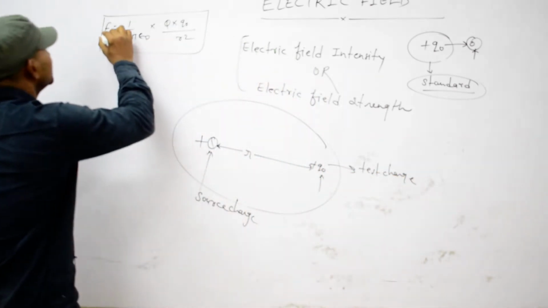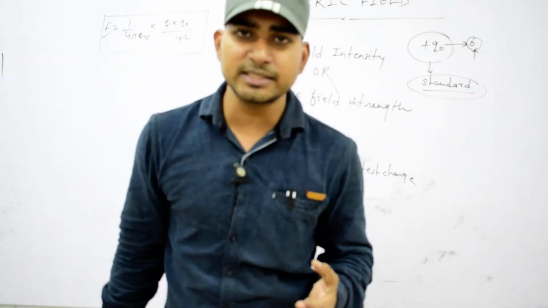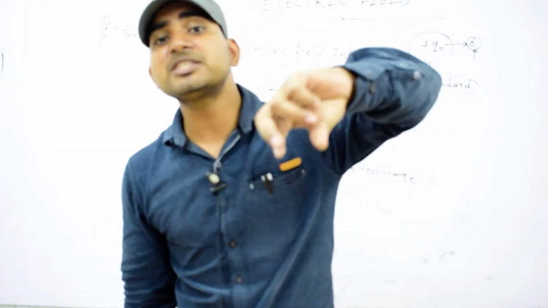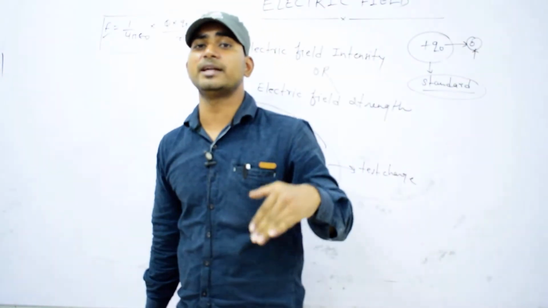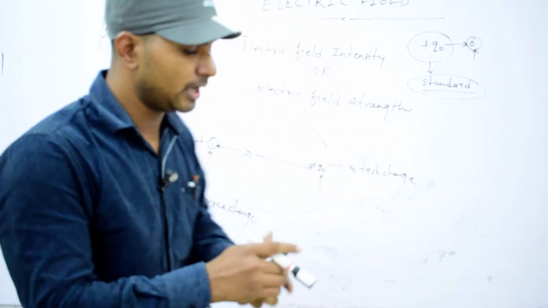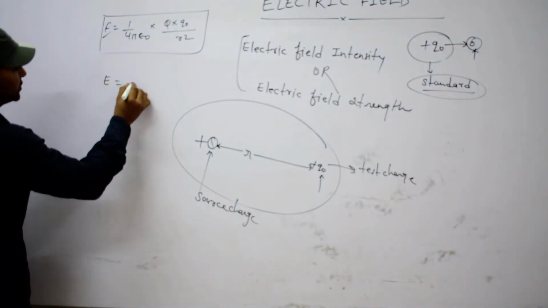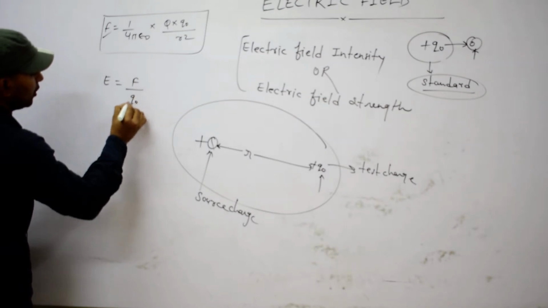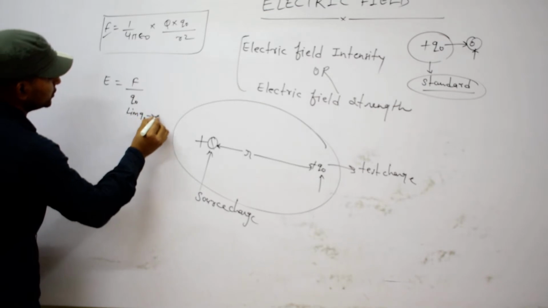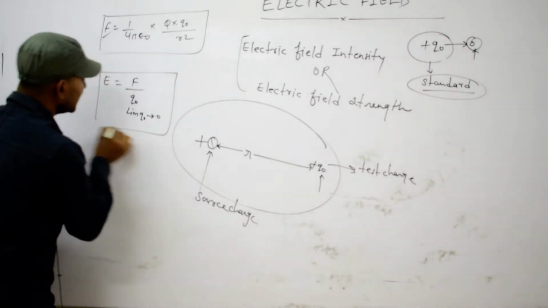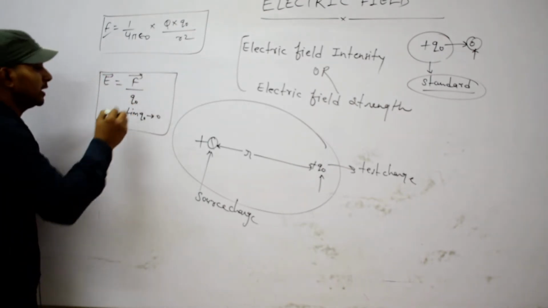So now see here, this is a force. And the standard definition of the electric field intensity is the force experienced by the test charge. The total force experienced by the test charge is called electric field intensity. Let me write it in standard terms: E equals F upon Q naught, where Q naught tends to 0. This is the standard definition of the electric field intensity.